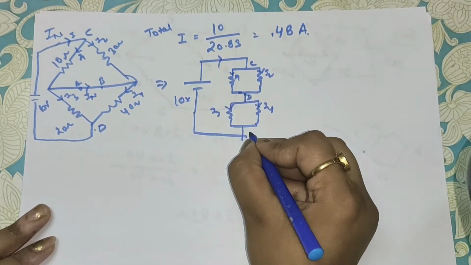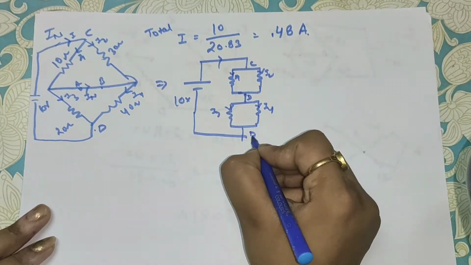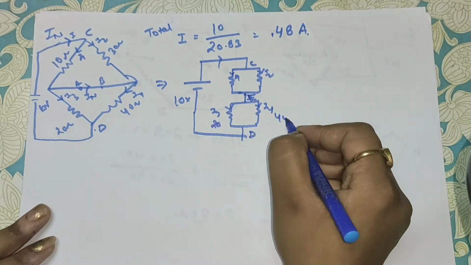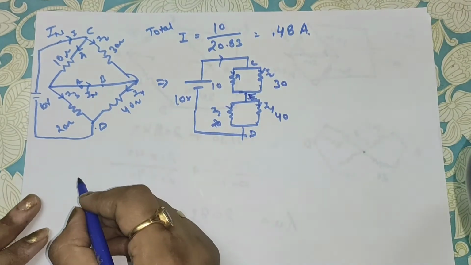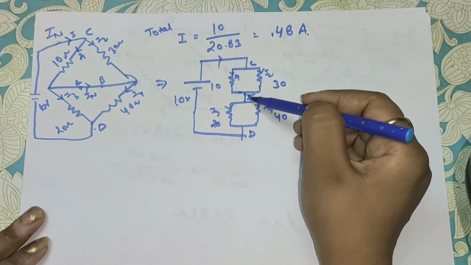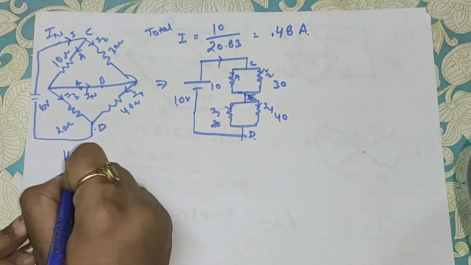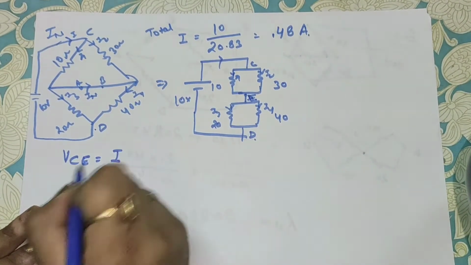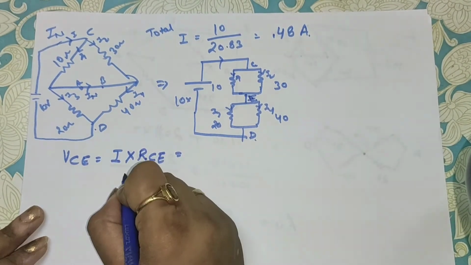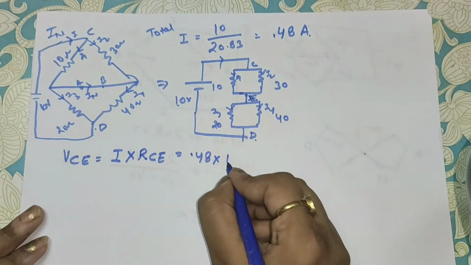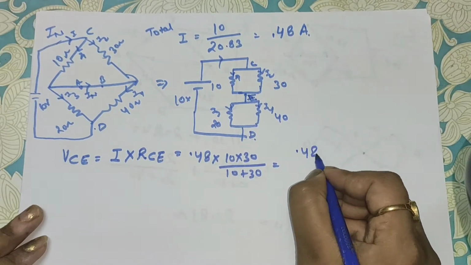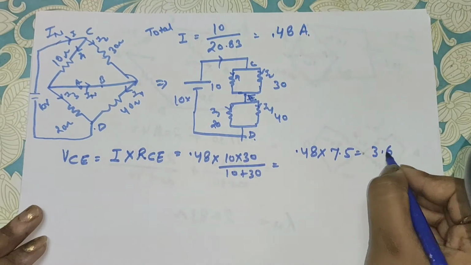This is terminal D, and let's suppose this is terminal E. I3 and I4, that is 20 and 40. This is 10 and 30. Now what you have to do, you have to calculate VCE and VED. So VCE equals I into RCE. That is I you have, that is 0.48 into RCE, 10 into 30 upon 10 plus 30, that is 0.48 into 7.5, that is 3.6 volt.